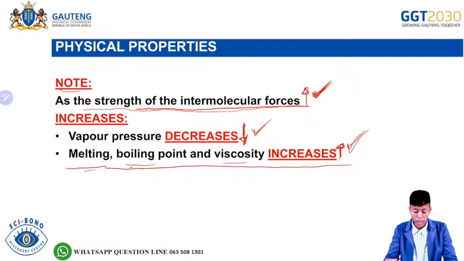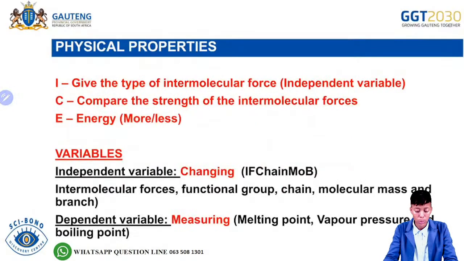We say the melting point, boiling point, and viscosity, as they increase, then what will happen to the vapor pressure? The vapor pressure will decrease. So again, you need to keep the following in mind.